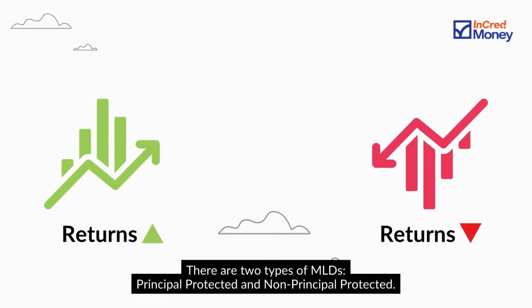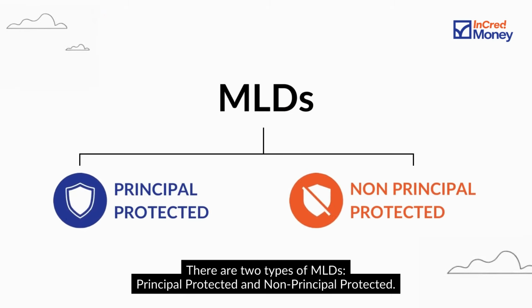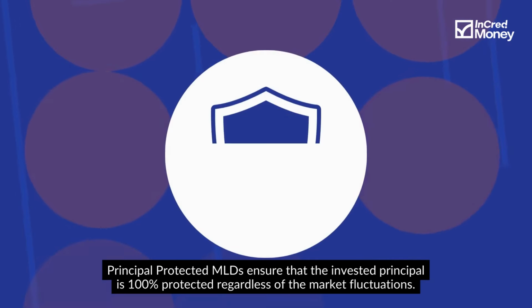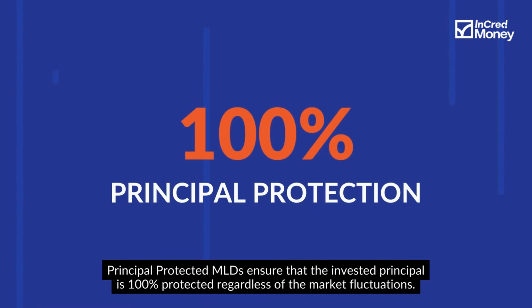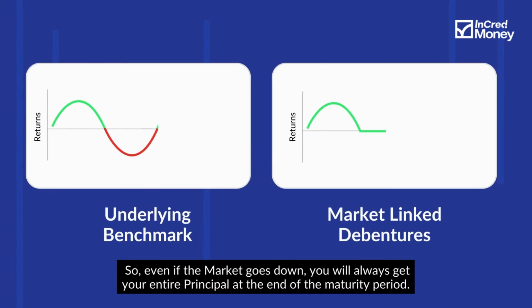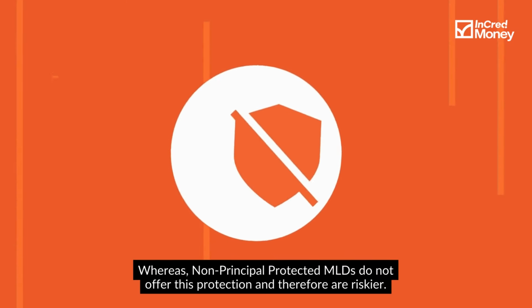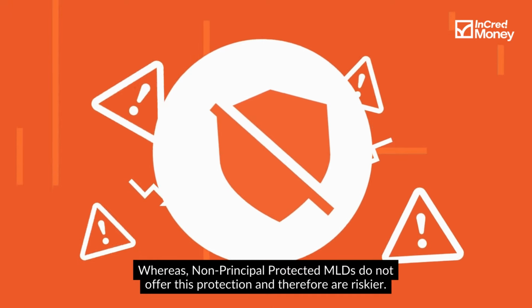There are two types of MLDs, principal protected and non-principal protected. Principal protected MLDs ensure that the investment principal is 100% protected regardless of the market fluctuations. So, even if the market goes down, you will always get your entire principal at the end of the maturity period. Whereas, non-principal protected MLDs do not offer this protection and therefore are riskier.